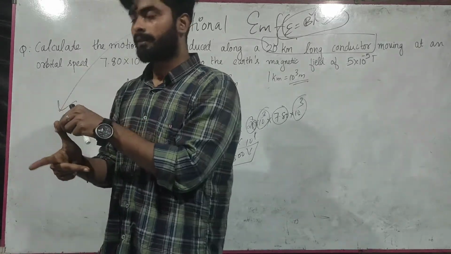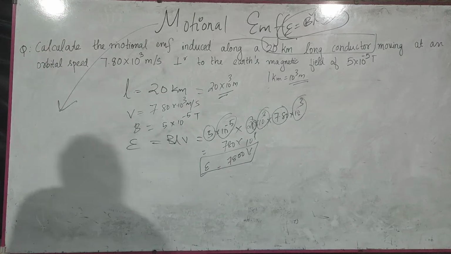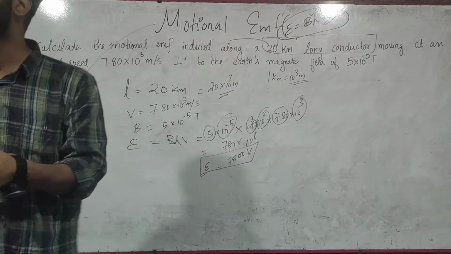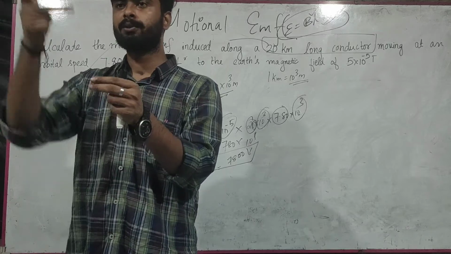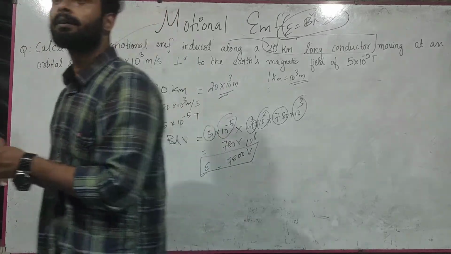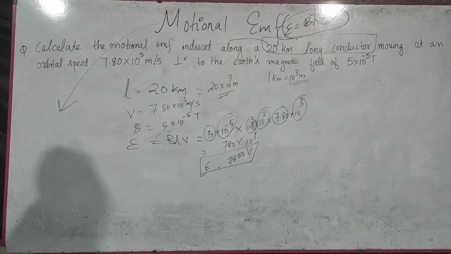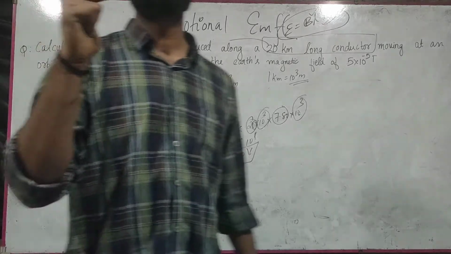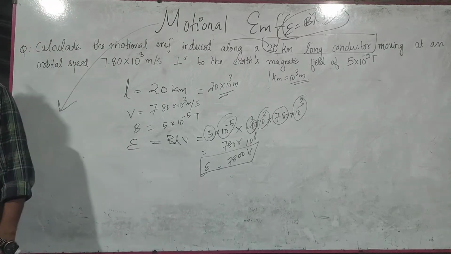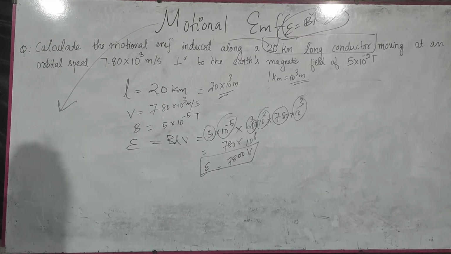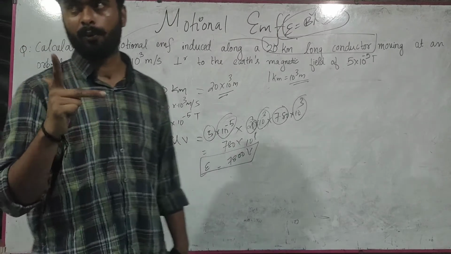So the thumb will give you the force on the conductor. The forefinger should be placed in the direction of the magnetic field, and you will get the induced EMF or induced current from the middle finger. Clear? So you will use Fleming's right hand rule to find the direction of induced EMF or induced current. So in order to find the direction of motional EMF, we will use Fleming's right hand rule.